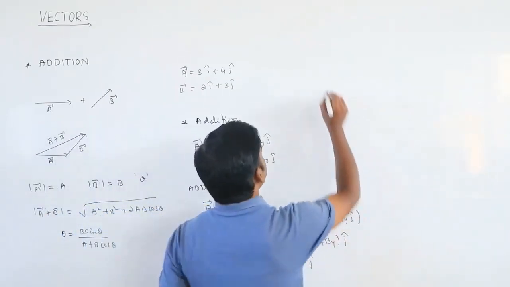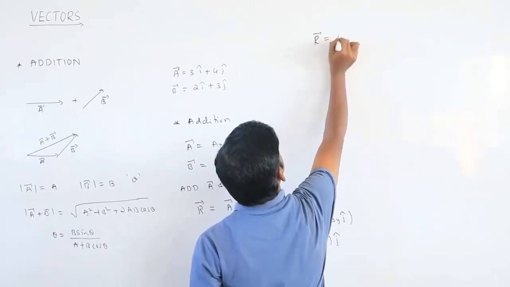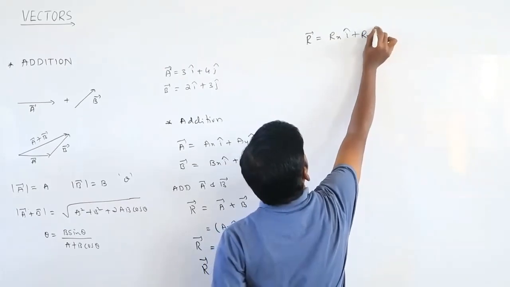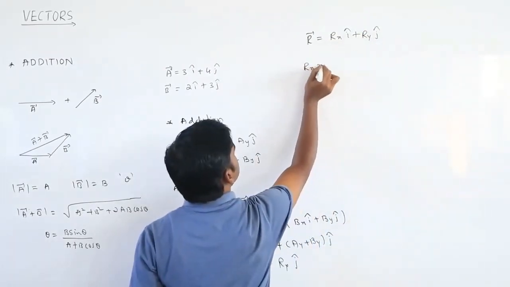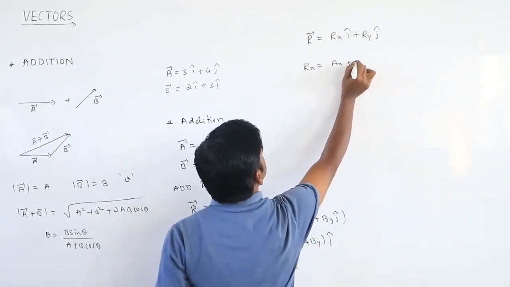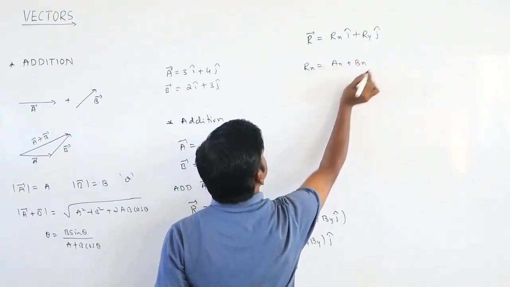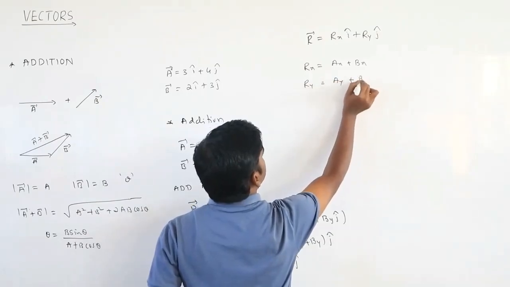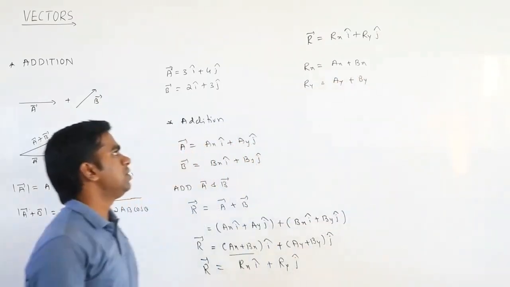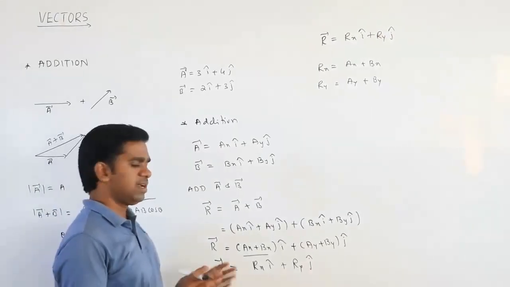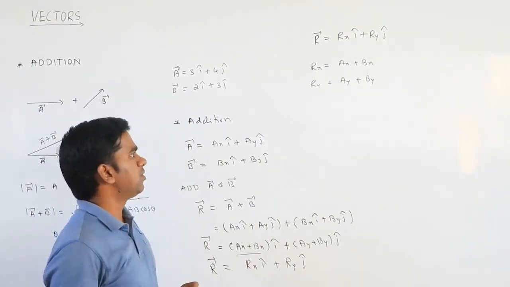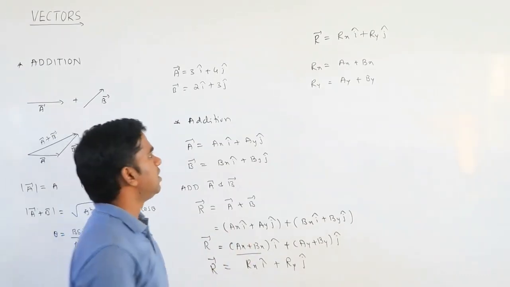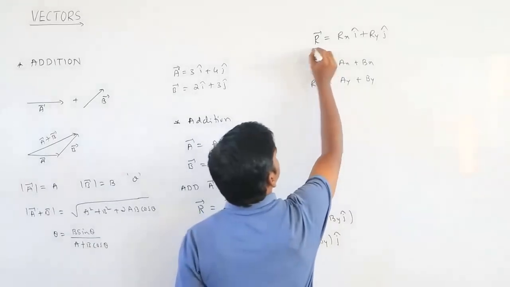So what we got is the resultant R = Rx i cap plus Ry j cap, where Rx is Ax plus Bx and Ry is Ay plus By. So what we got from here is we can directly add the components. We have to add the components along the x and along the y separately. That will give you the result.